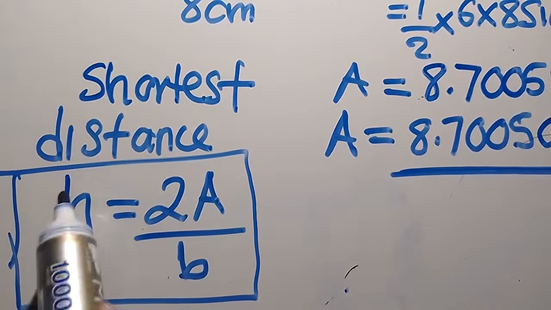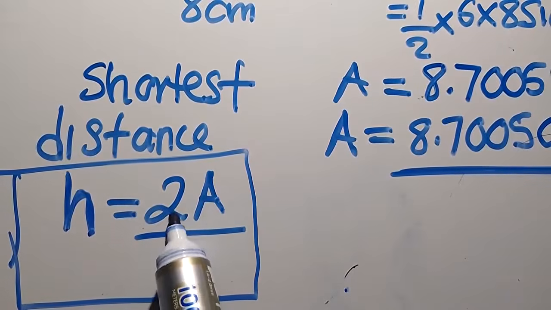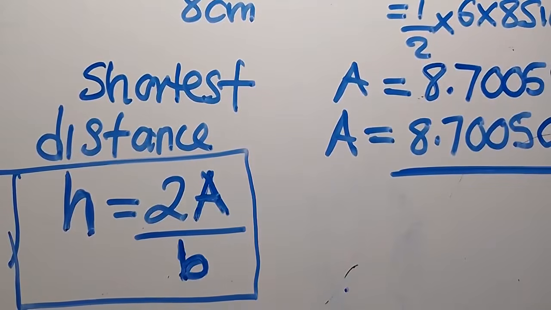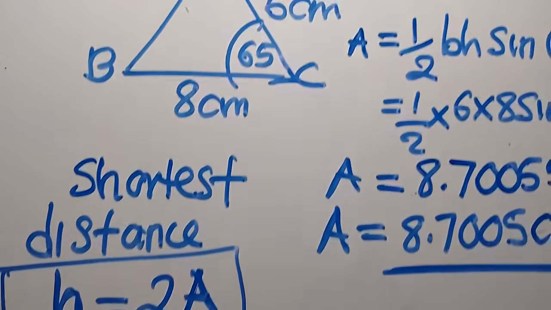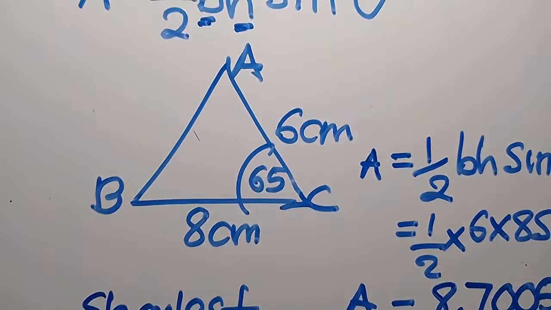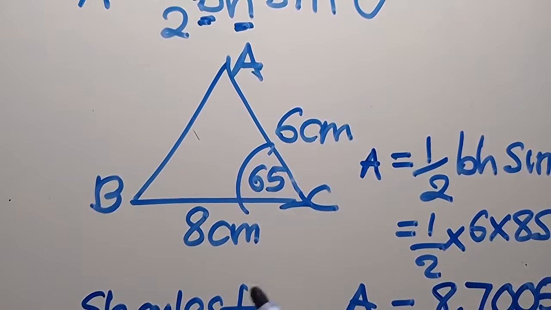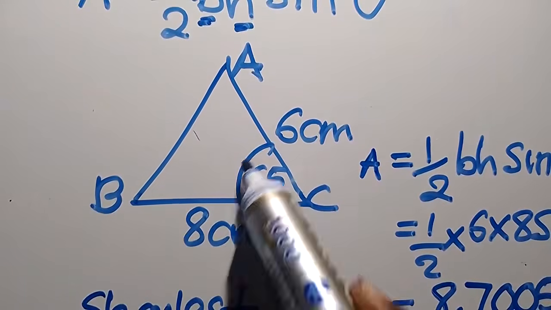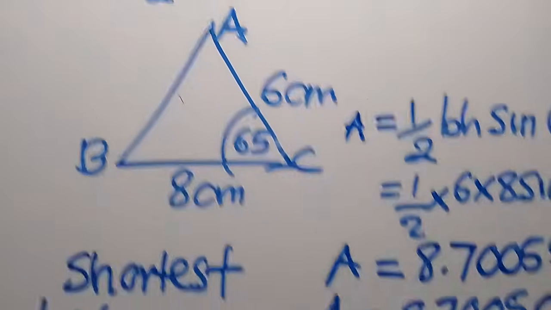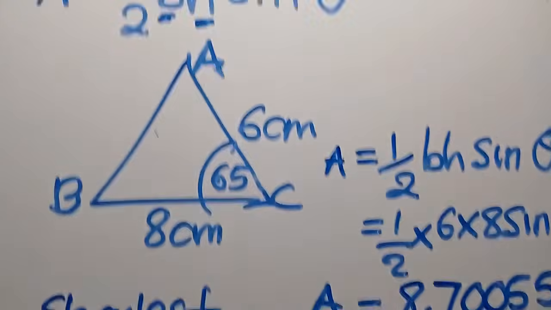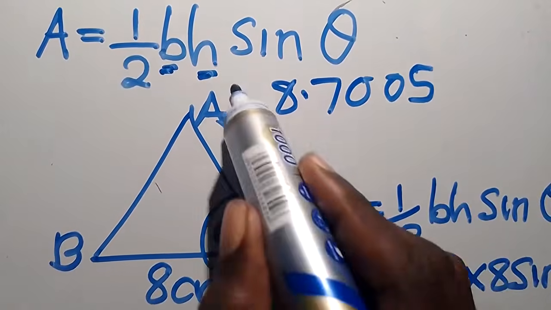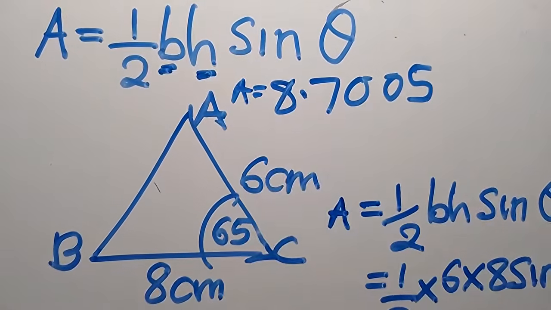So you know that H is the height you want to find, A is the area you found, and B is where it is landing. So let me try to generate a question. If a question comes, find the shortest distance from B to AC. So this is my area, I won't forget it, so let me write it here, 8.7005, that is my area.